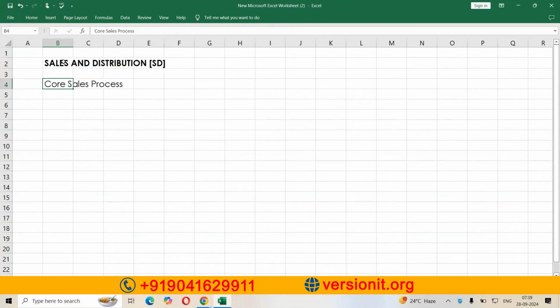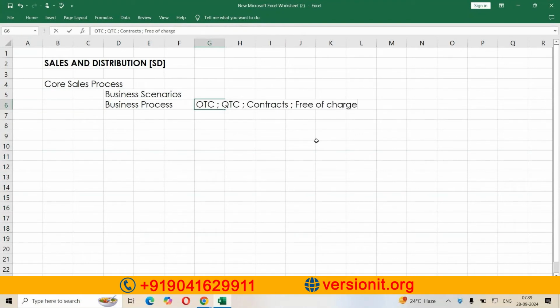Now, when we try to talk about this core sales process, there are going to be different business scenarios. We try to map it, a number of business process, we try to work it out. Like for example, this OTC is going to be an example of business process. Then we have QTC functionality. We have contracts, free of charge. Then we are going to be having a concept on the name of credit note, debit note. These are all going to be examples of your business process. We are going to be exploring it.